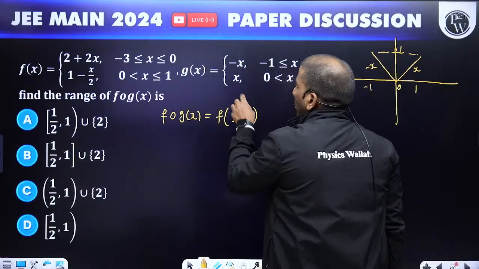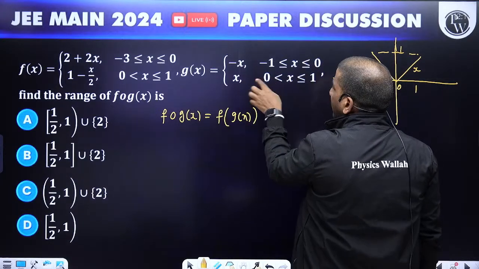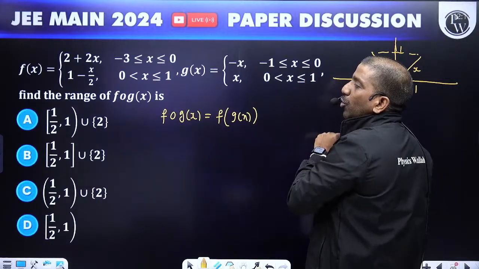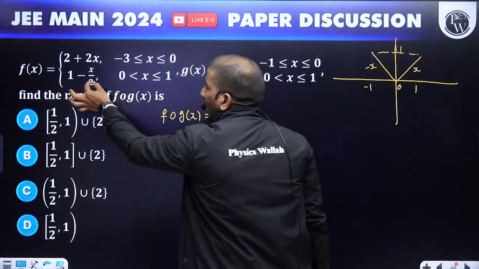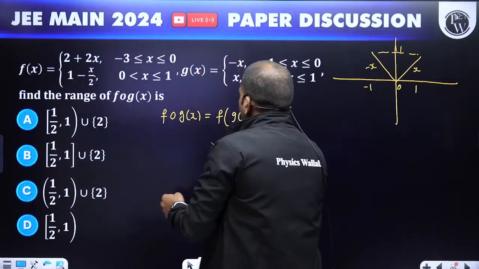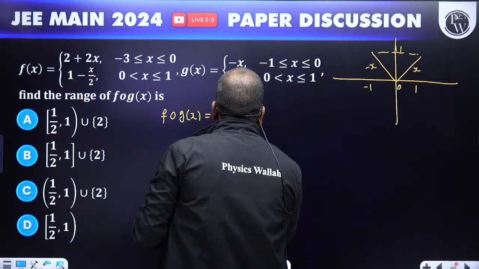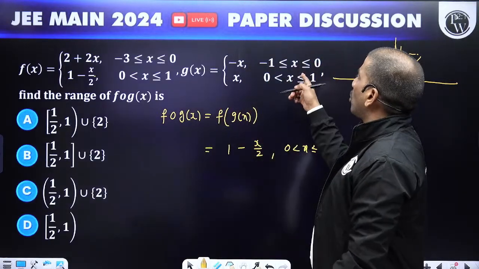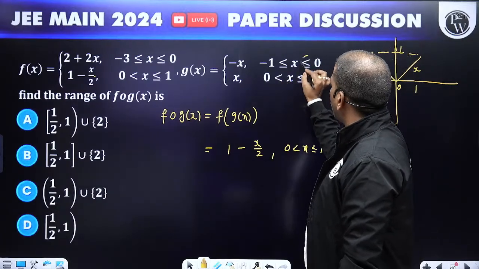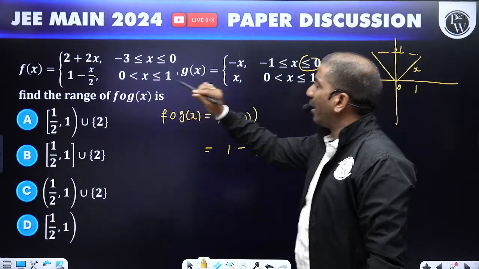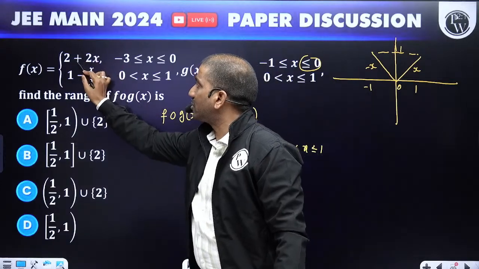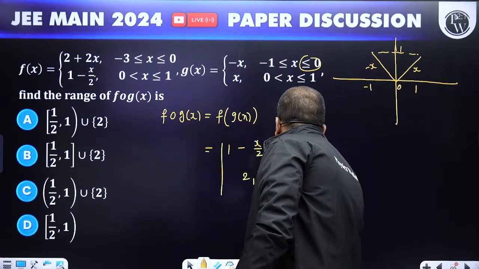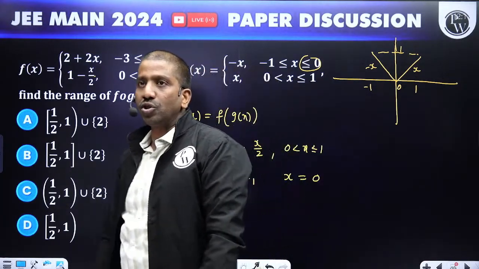G of x always lies between 0 and 1 in both the cases. When it is 0 to 1 in both the cases, what is happening? This is 1 minus x by 2. So this is nothing but 1 minus x by 2 when 0 is less than x is less than or equal to 1. But 0 is also there as a case, right? For 0, this is minus x. When it is minus x, then what is happening? This is equal to 2. For 0, it is equal to 2. So that means it is 2 for x equal to 0.